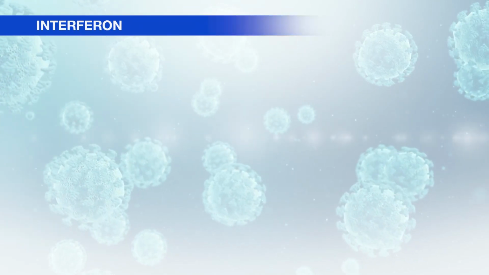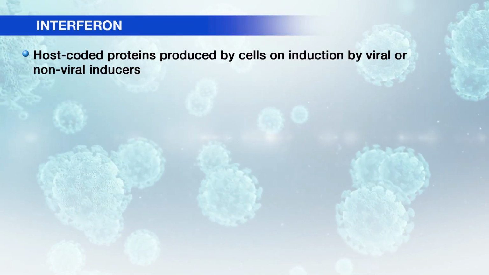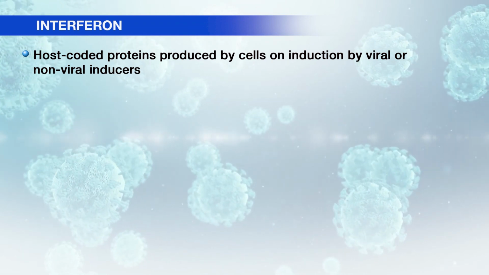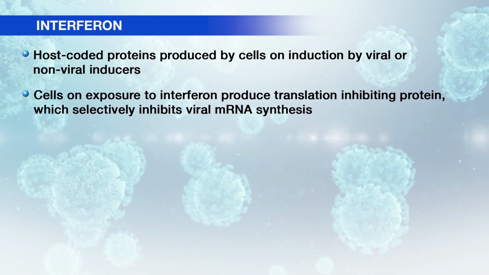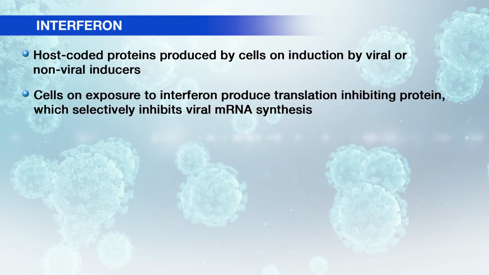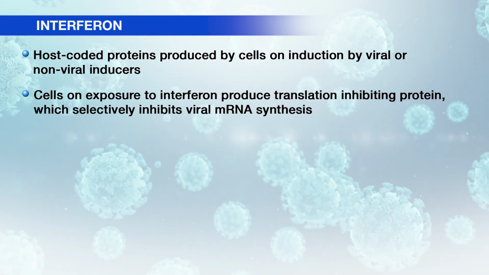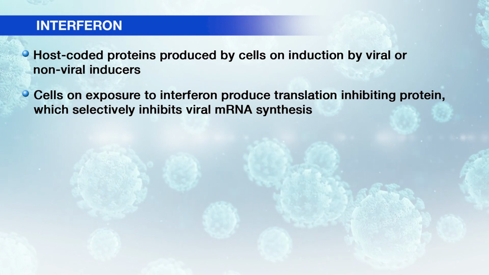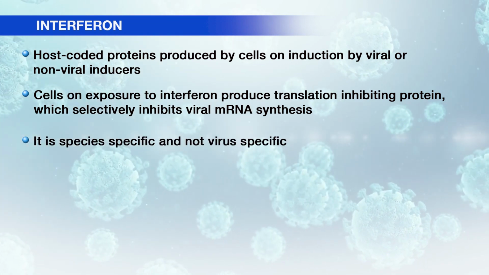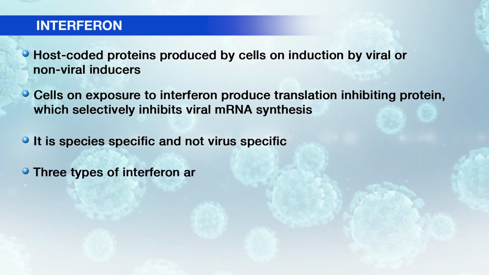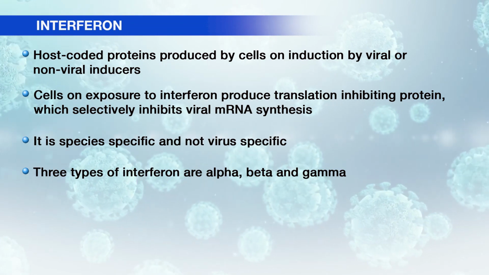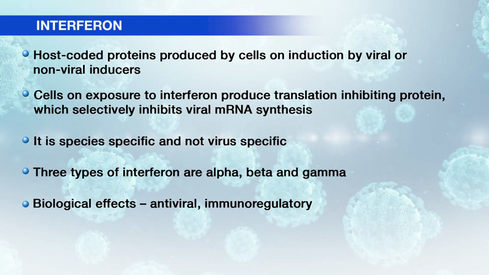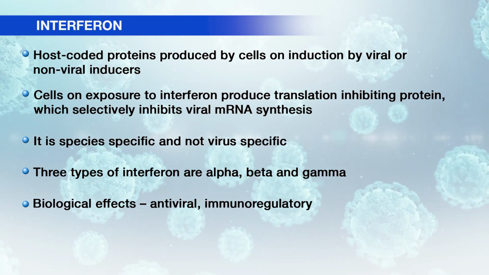Now coming to interferon. These are host-coded proteins which are produced by cells due to induction by viral or non-viral inducers. When there is an exposure to interferons, these cells produce a translation inhibiting protein, which causes selective inhibition of viral mRNA synthesis. So, what is this? This is species specific, not virus specific, and these are of three types of interferon: alpha, beta, gamma, and the biological effects of these are antiviral or immunoregulatory.